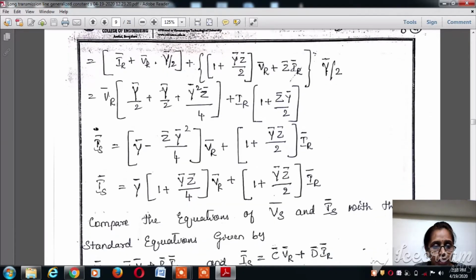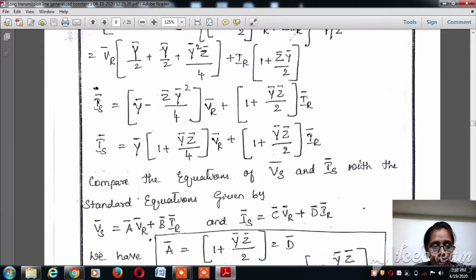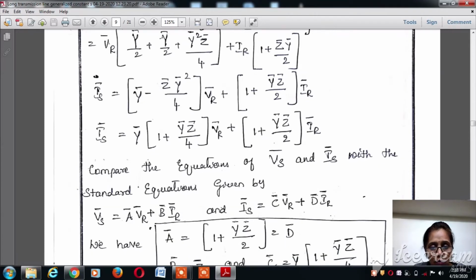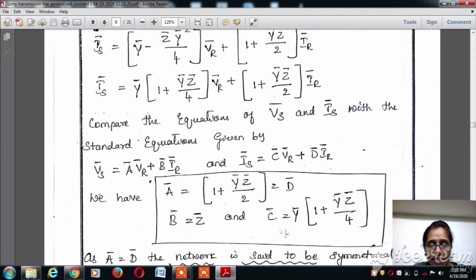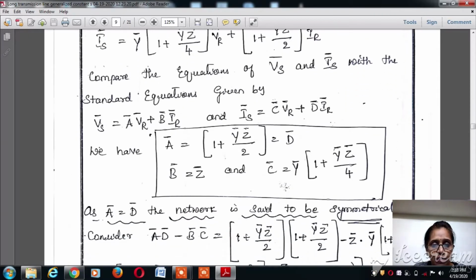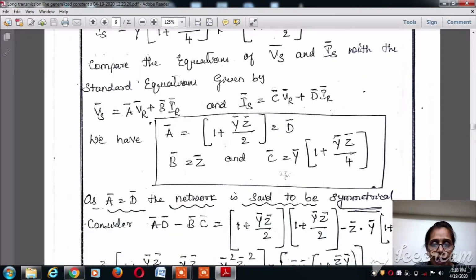Now if we compare these two equations, A into VR, so A is equal to 1 plus YZ divided by 2, which is also equivalent to D. In this equation B is equal to Z, and C can be compared with this equation. From this you can say that C is equal to Y into 1 plus YZ divided by 4. So comparing these equations we see that A is equal to D.